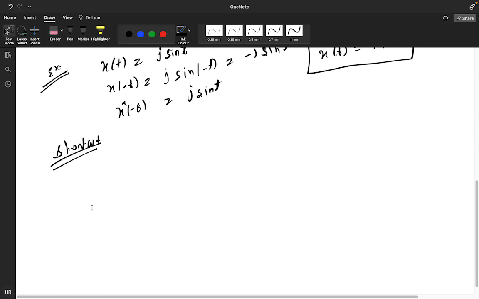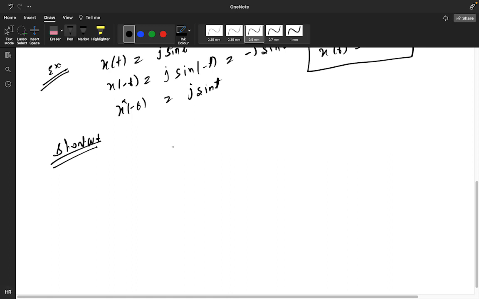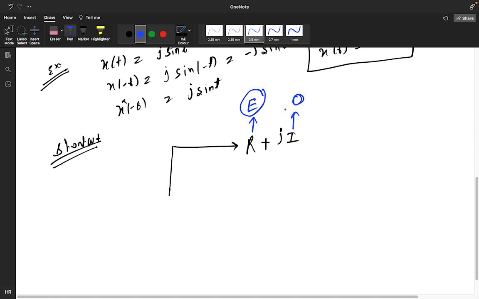How will you identify that it's a conjugate symmetric signal or not? We are talking about a complex signal, so the signal should be the combination of a real term plus an imaginary term. For it to be conjugate symmetric, you should always get the real term as an even function and the imaginary term as an odd function. If this is followed, then your signal is a conjugate symmetric signal.